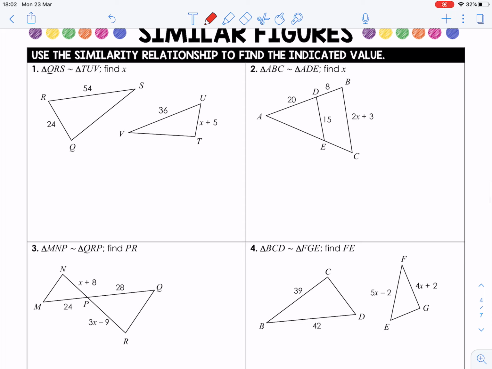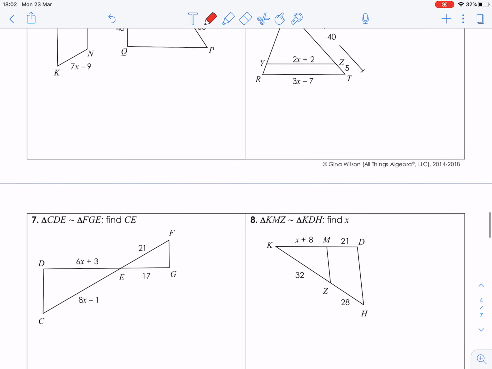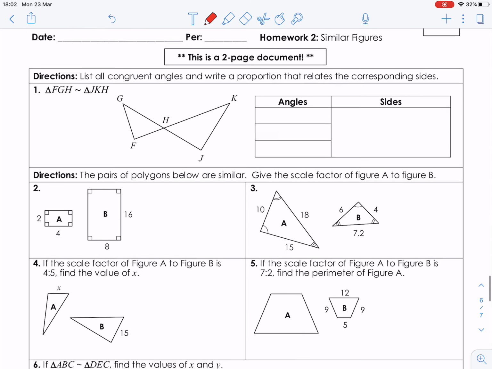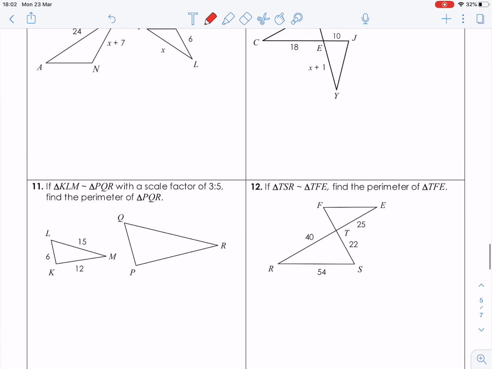Okay, similar figures. I think I'm going to give you this for homework or classwork. So this, and I think I'm just going to give you the even or odd, and 9, 2. All right. Good practice. All right.